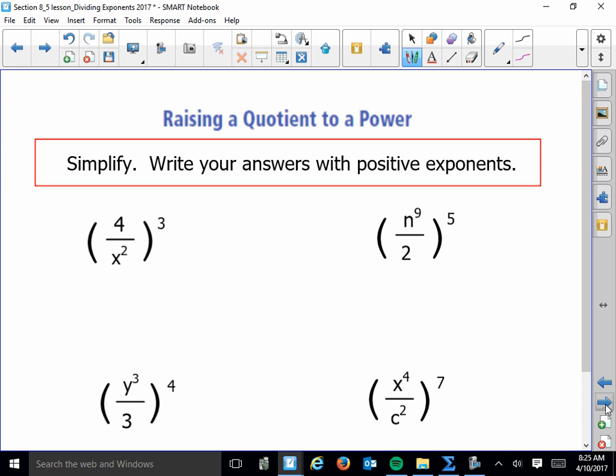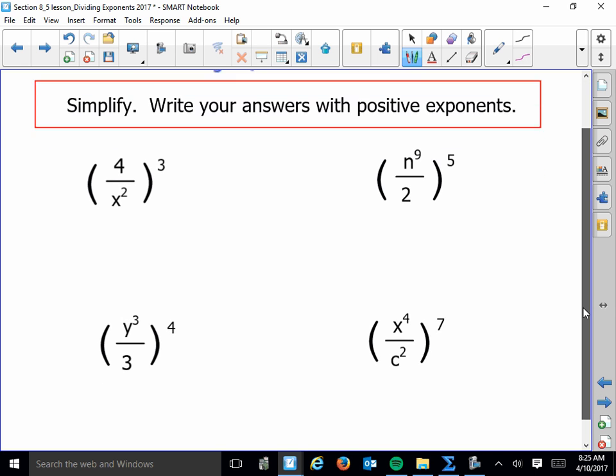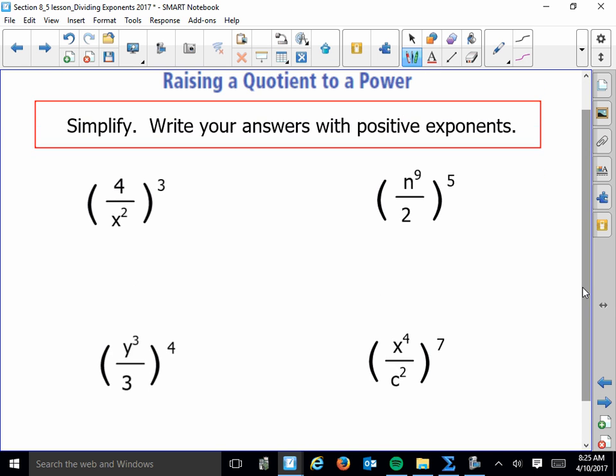Okay, so raising a quotient to a power. I have 4 examples here. What I'd like for you to do is practice these, pause the video, write these problems down, and then play the video to check your work.